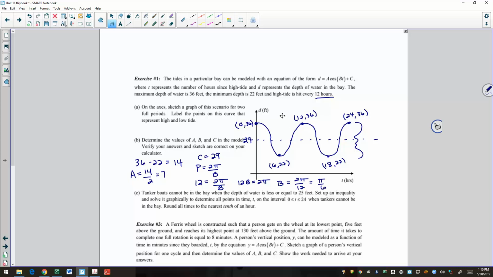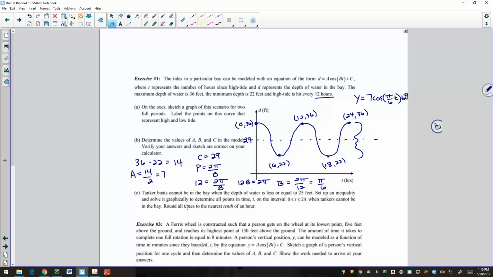So now I can write the equation of my curve. It is y equals, my amplitude was 7, it's a cosine curve, my frequency was pi over 6, they wanted us to use t, and then my vertical shift was 29, plus 29. I went up 29. So that is it for part B.